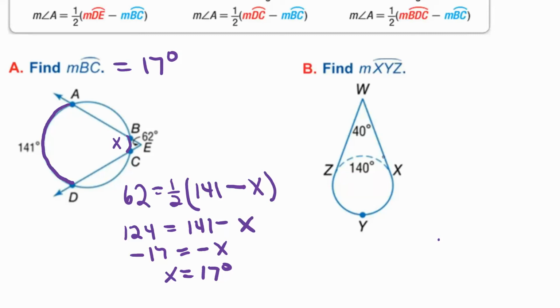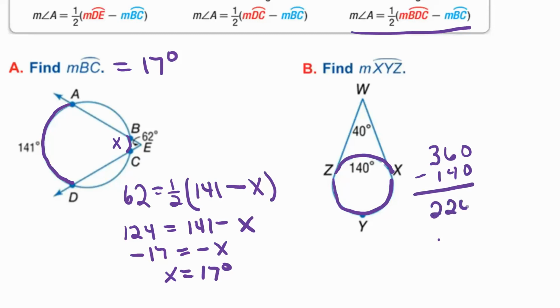Problem B, I could use the same formula as given above, but if I know that this arc is 140 degrees, I definitely then will know what the remaining arc is, because both of these arcs have to add up to be 360 degrees. So 360 minus 140 gives me 220 degrees. So this arc is 220 degrees.